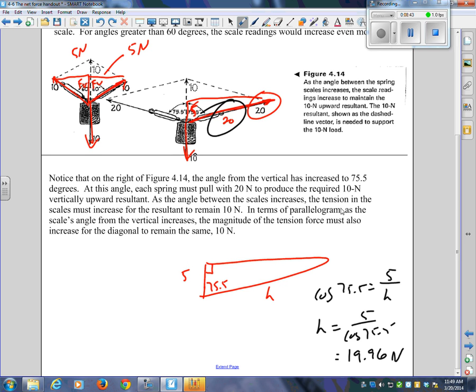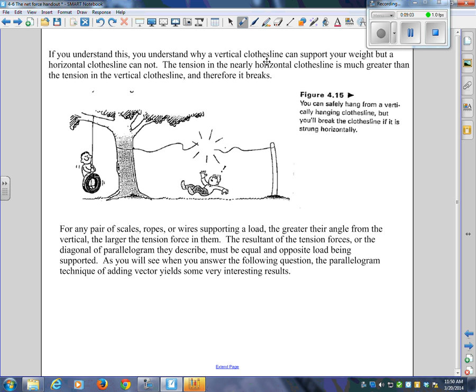Could you also do it like 5 cos 75.5 equals? No, because cosine is adjacent over hypotenuse. And when you isolate for h here, the h goes there and the cos goes down below. It has to be 5 divided by, right? So it's 19.96. If you understand this, you understand why a vertical clothesline can support your weight, but a horizontal clothesline cannot. It'll break almost immediately. How come?